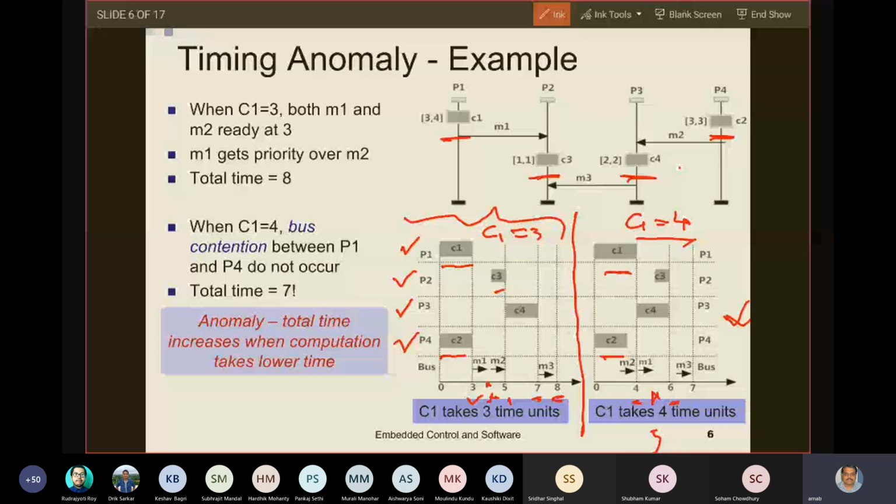So what we see here is that when C1 takes less time, the total amount of time required for the entire process to complete is higher, 8 time units. When C1 takes more time, the total amount of time required to complete the whole process is less, which is 7 time units, right? So here is a timing anomaly: when your computation takes more time, your total amount of time required to complete the whole process is actually less. Why? Because of the scheduling policy in place, and because of many other factors.